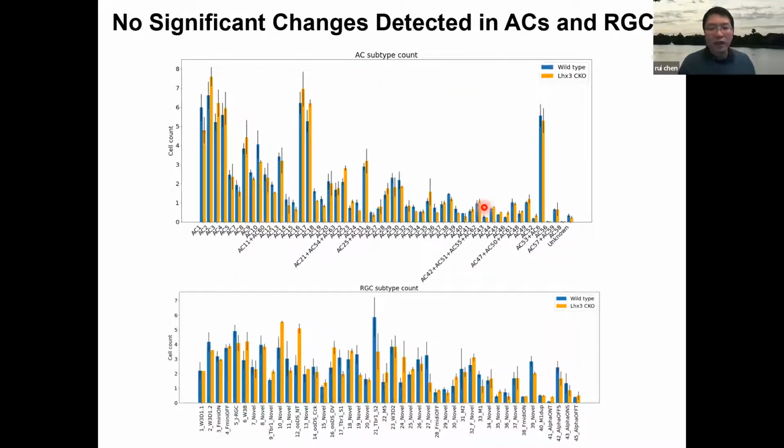This is not the case for the rest of the cell types, for example, amacrine cells or RGCs. For all the clusters we look at, there's no statistically significant drop or increase in other cell types, which is also consistent with the role of LHX3 specifically in bipolar cell types.